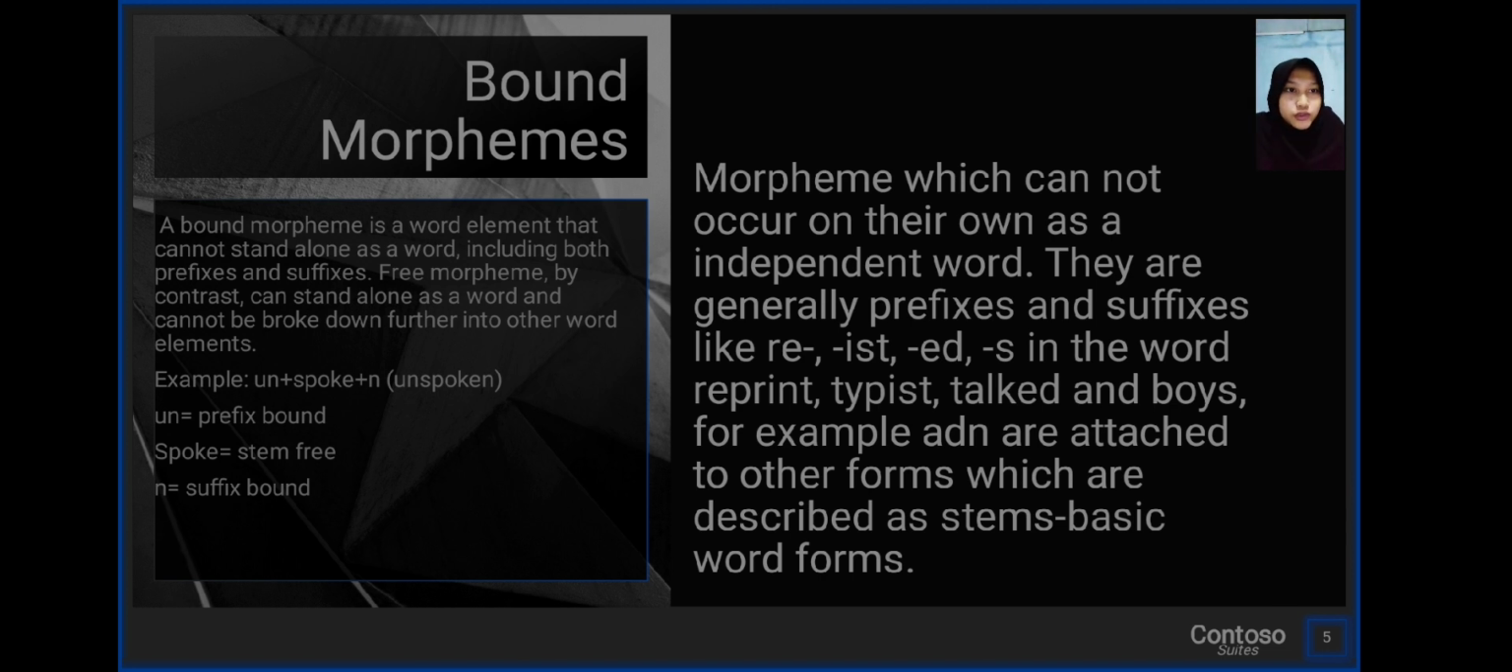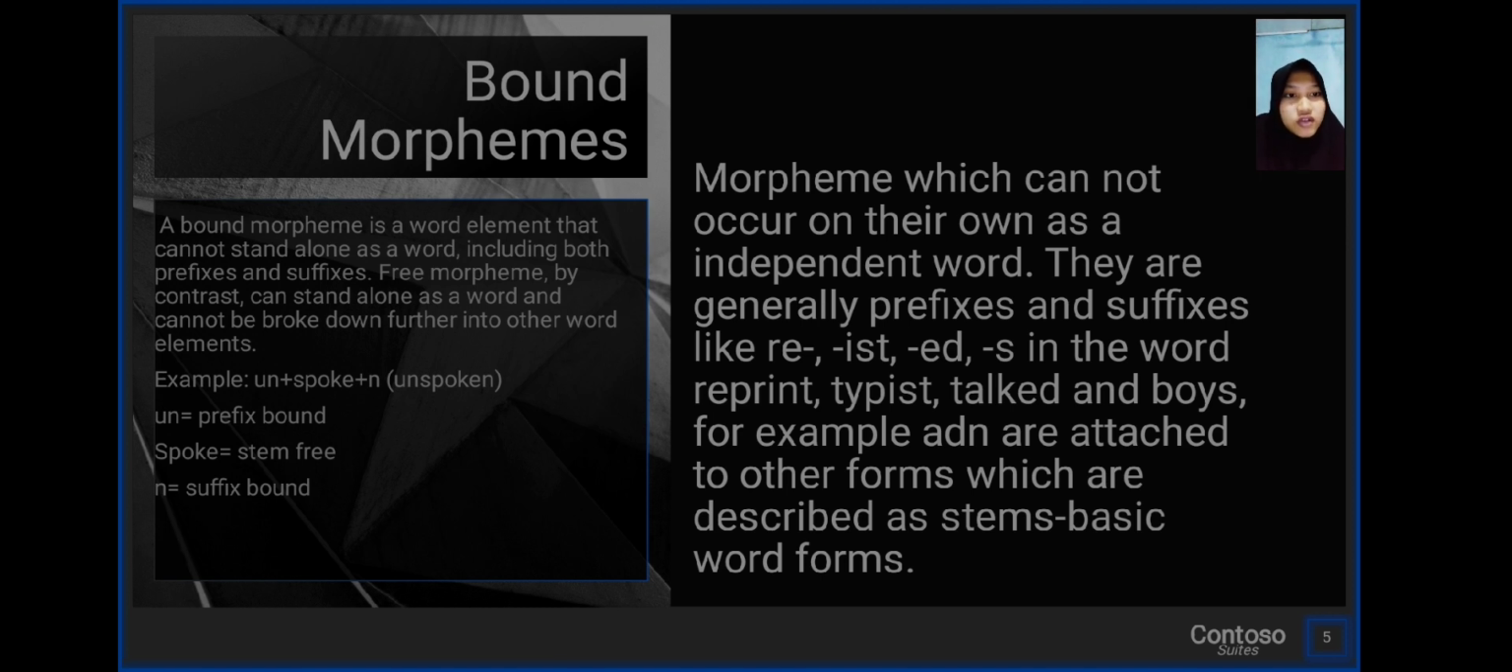Attaching a bound morpheme to a free morpheme, such as by adding the prefix re to the verb start, creates a new word or adds a new form of a word. In this case, restart. So from the word start, we add re as the prefix. These are represented in sound and writing by word segments called morphs.